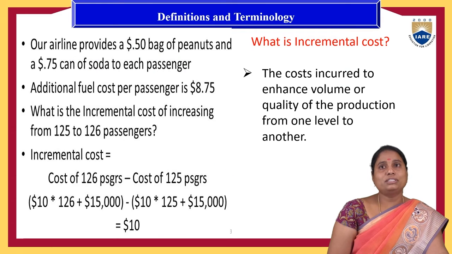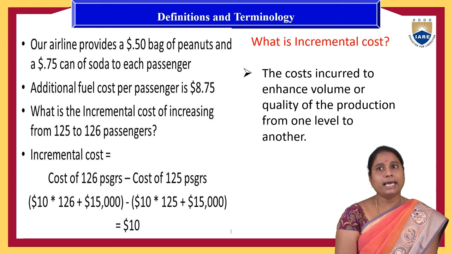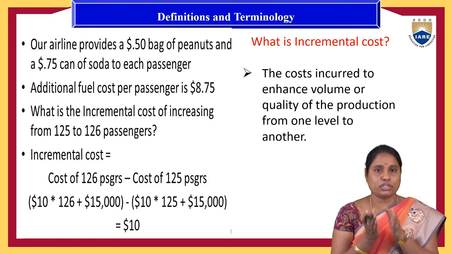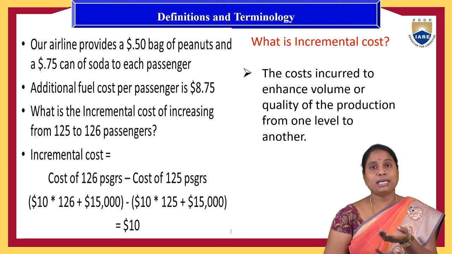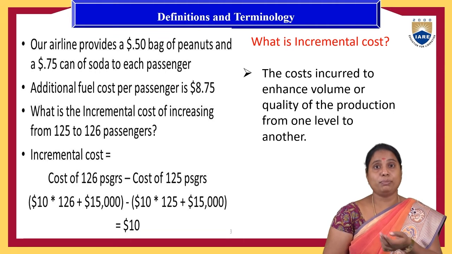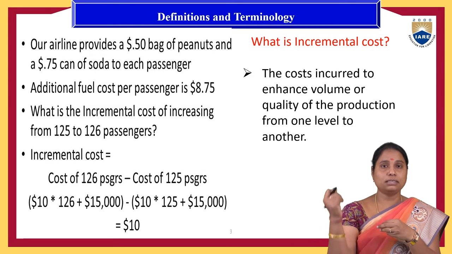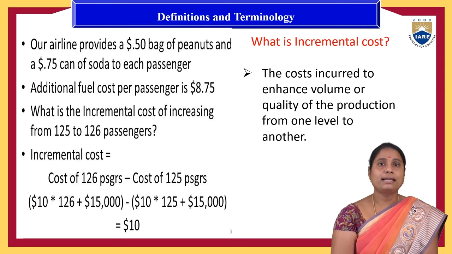The next definition under terminology is the incremental cost. The cost which is incurred to enhance the volume or quantity of production from one level to another level. So, let us say, for 100 products production, what is the cost? If there is demand and they want to produce 150 products, then how much cost do they have to add? That expenditure which is added is called the incremental cost.